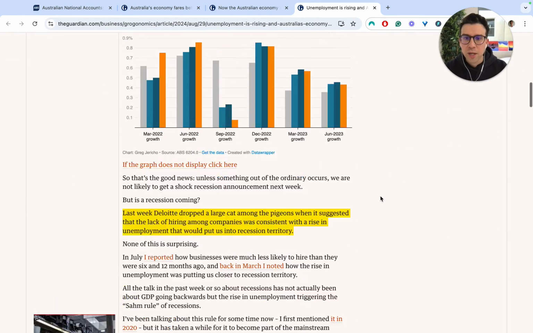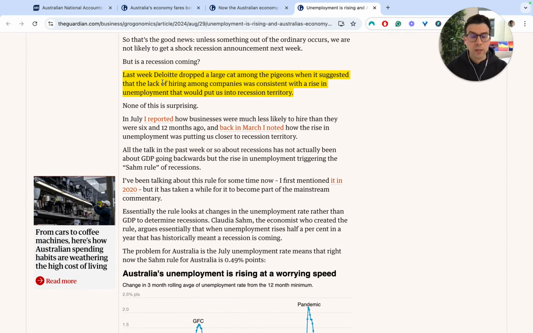Now, the first thing that we want to highlight is that Deloitte dropped a real big suggestion that the lack of hiring among companies in the private sector was consistent with the rise in unemployment that would put us into recession territory. So in other words, as I said, 0.2, 0.2, we've been edging just above recession. We're not there, amazing. But what Deloitte's saying is, if we look at the labour market, that's almost like the canary in the coal mine. It's telling us that a recession's on the cards, and then maybe this is the criticism that monetary policy is not going to get the balance right.